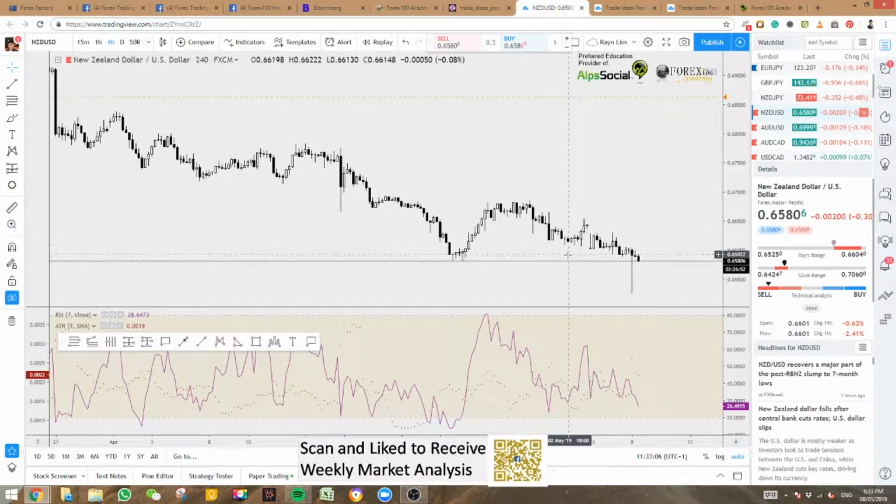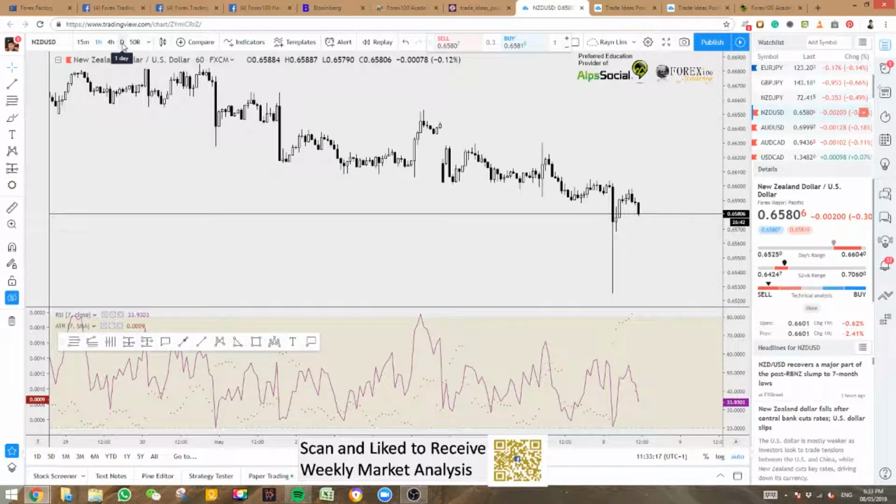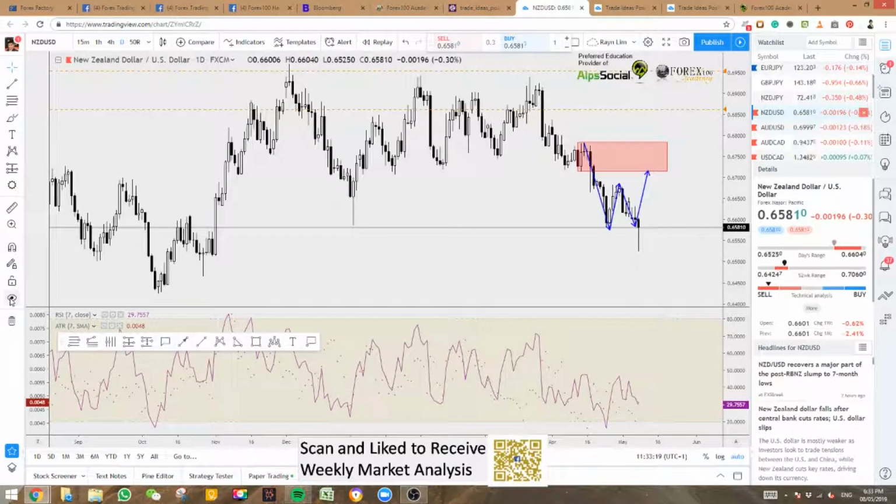4 hour chart, the market has retested the previous low. Let's see if it breaks and closes below the low price over here, but even with that, there's a long shadow. Head down to 1 hour. This is what I have. Back to the daily chart.